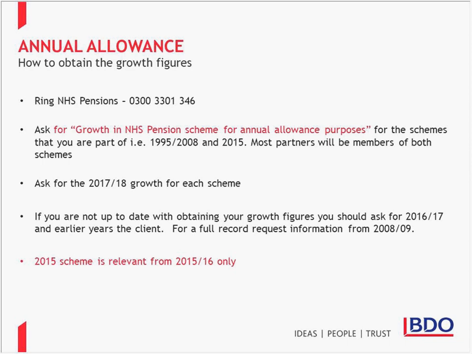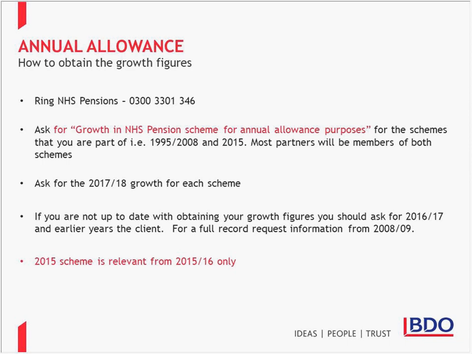Pensions without requesting it. So good practice is to telephone NHS Pensions, the numbers on the slide, ask for the growth in your NHS pension scheme for annual allowance purposes, and automatically give you the growth for both schemes. It's very hard to get 2017-18 growth. This is expected after August this year, but you can always ask.